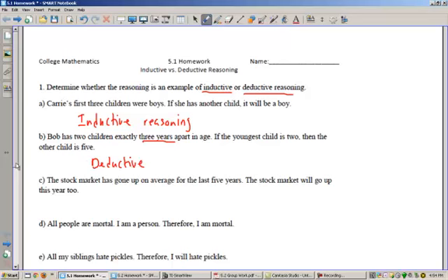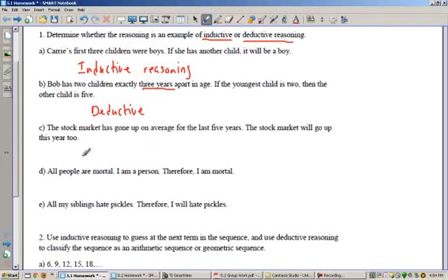Part C, the stock market has gone up on average for the last 5 years. The stock market will go up this year too. So again, these are specific examples for each of the 5 years here. The stock market has gone up on average, so therefore our conclusion is it will go up this year too, and we know that could be false. So the idea is we're going from specific to the general, and so this is an example of inductive reasoning.